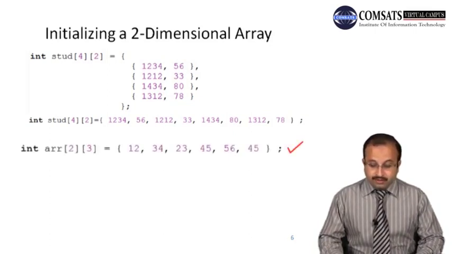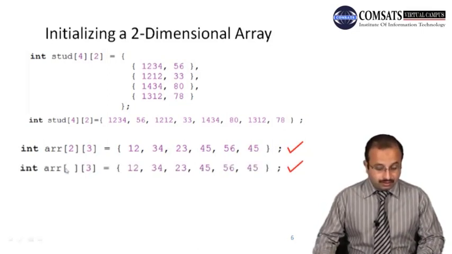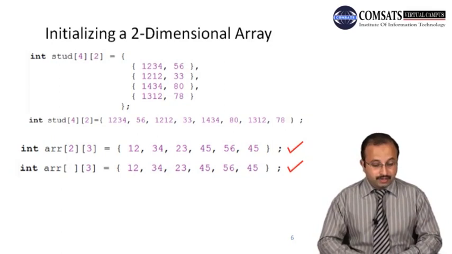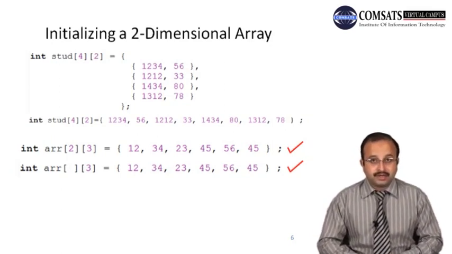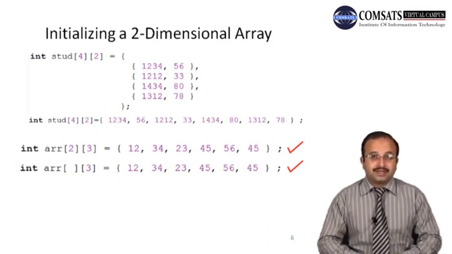So this is a correct way. This is also the correct way to initialize. Now this thing is optional, so you have to write the number of columns in that two-dimensional array. So if you initialize the two-dimensional array at declare time, then telling the row number is optional. One-dimensional case में क्या था?